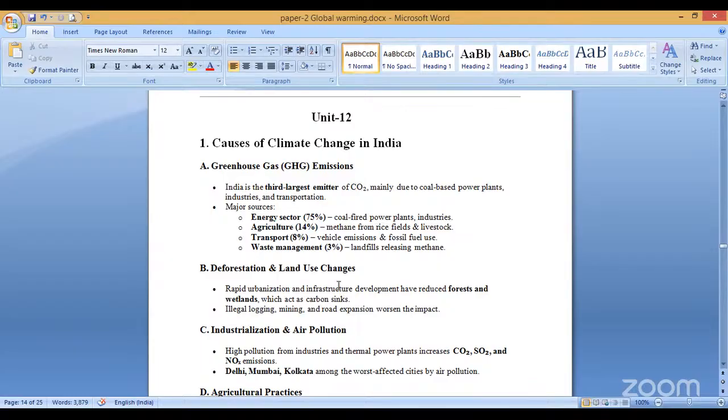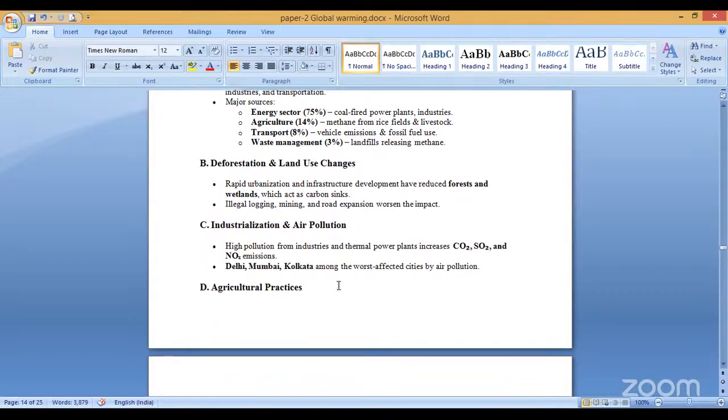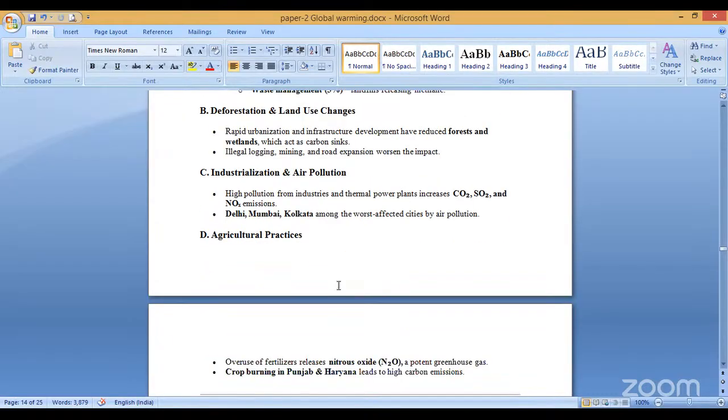Coming to the third point, that is industrialization and air pollution. The high pollution from industries and thermal power plants increases carbon emissions, sulfur emissions, as well as nitrous compound emissions. Delhi, Mumbai, and Calcutta are among the worst affected cities by air pollution.